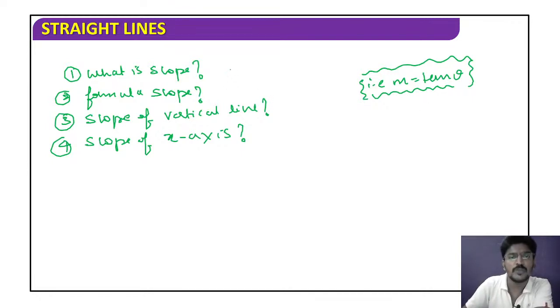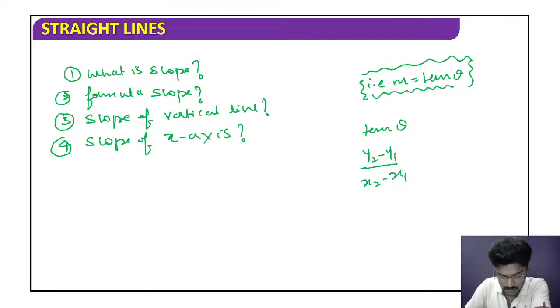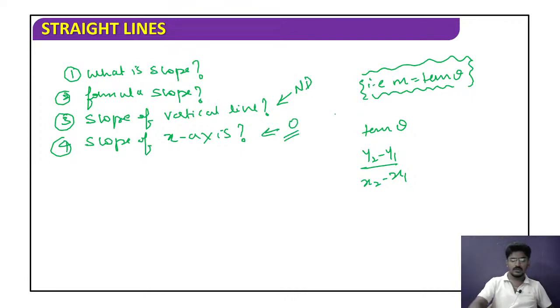So formula for slope is one is tan theta and the second one is y2 minus y1 divided by x2 minus x1. Very good. Next, slope of vertical line. All of you said that it is not defined. And slope of x-axis is 0. Okay. So let us continue the class tomorrow. And I think all of you are following all the definitions. Yes, you can write it as rise over run, no problem. Okay.